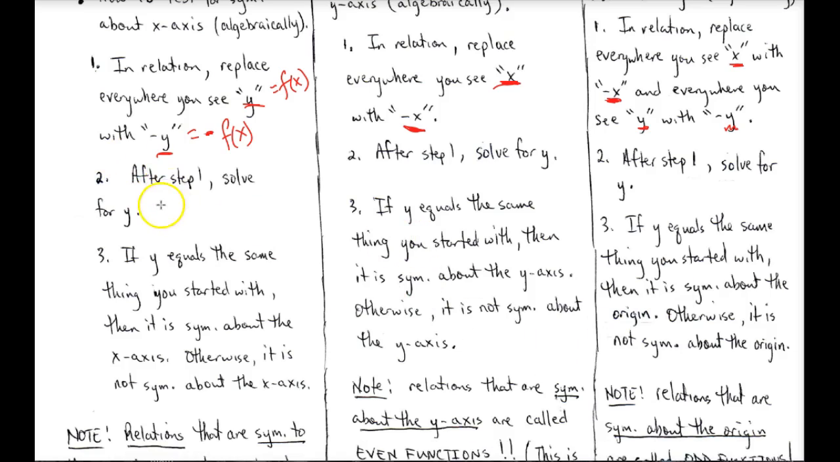So after step 1, solve for y, and then if y equals the same thing you started with, then it is symmetric about the x-axis. And of course, that kind of repeats here and here as well, okay?